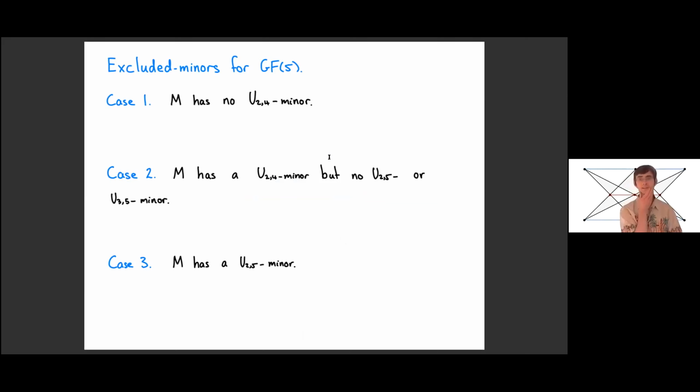And now let's see what happens when you work over GF5. So over GF5, you first of all want to break your problem up into different parts. So we consider excluded minors that don't have a U24 minor. And then you consider excluded minors that have a U24 but don't contain the 5-point line or its dual as a minor. And then you consider excluded minors that have a 5-point line minor.